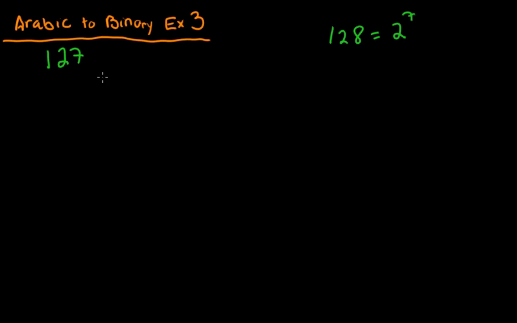So, how would we get 127? 128 is the same as 1 with 7 zeros. 1, 2, 3, 4, 5, 6, 7. Alright, so, say we want the number 127. Well, we would just take this number, and we would shift the 1 over, and that would subtract 1.